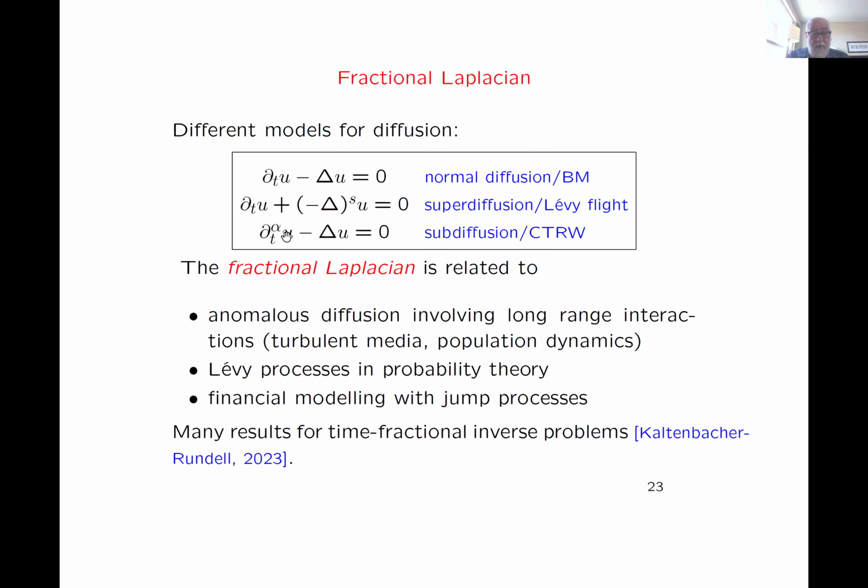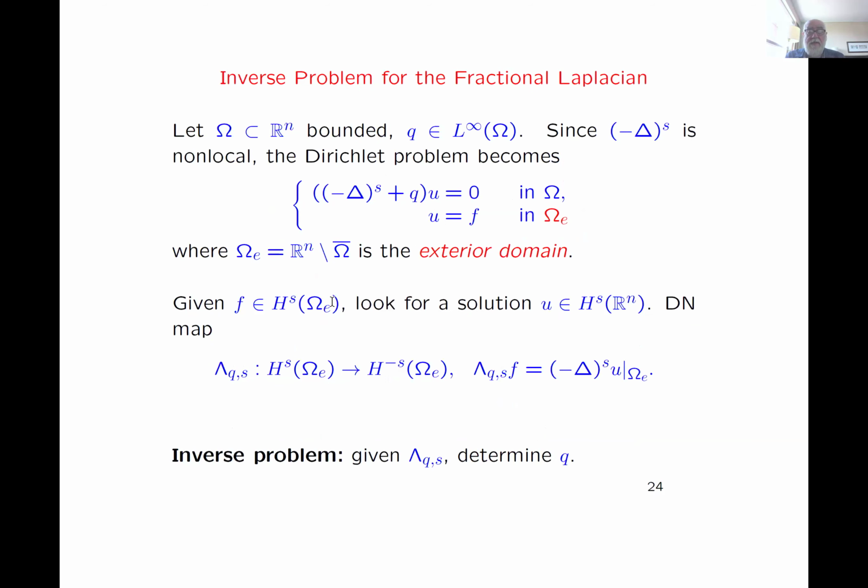And I'm not going to talk about the third case, which is fractional in time. There is a very nice book by Kaltenbacher and Rundell where they consider this type of inverse problem. So this is perhaps the simplest model. You take a bounded domain and an L infinity function Q. This is like we were considering before, Laplacian plus Q, but now s is between 0 and 1.